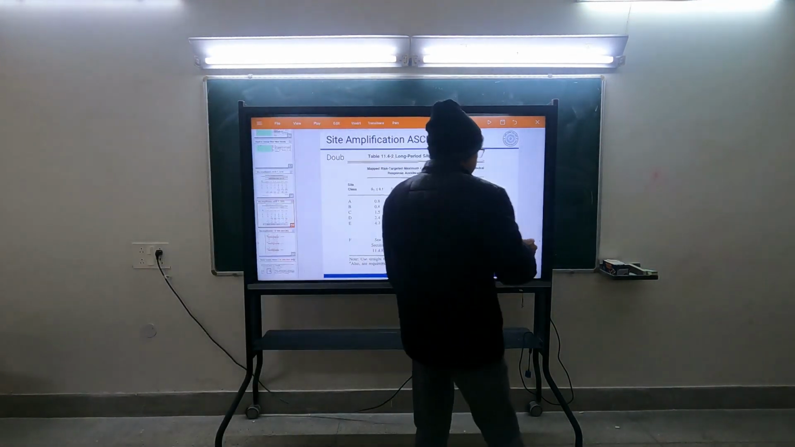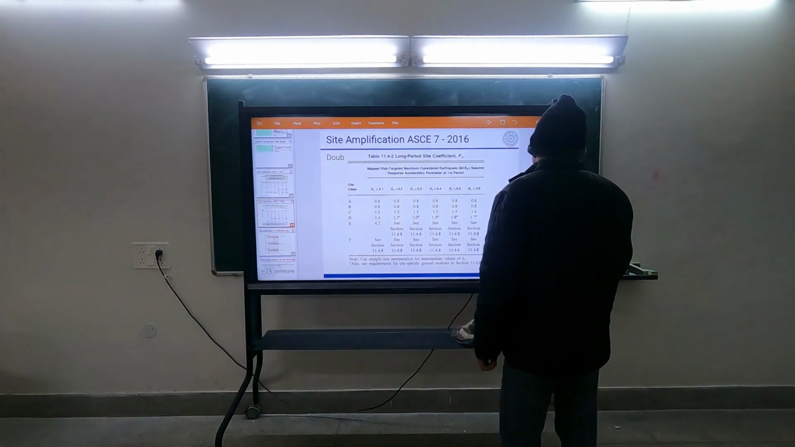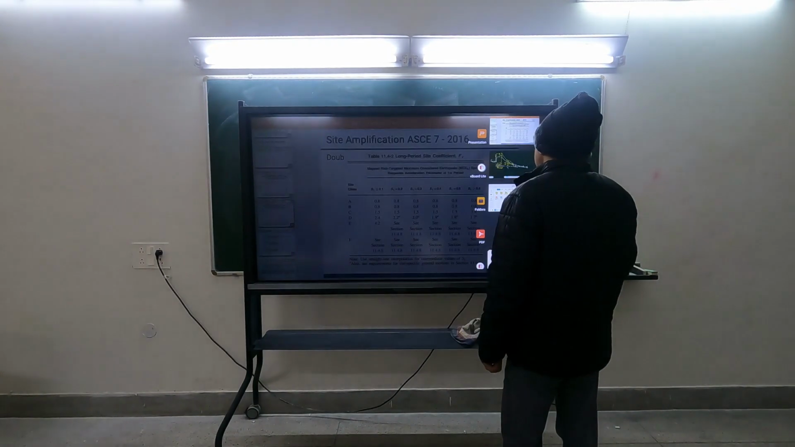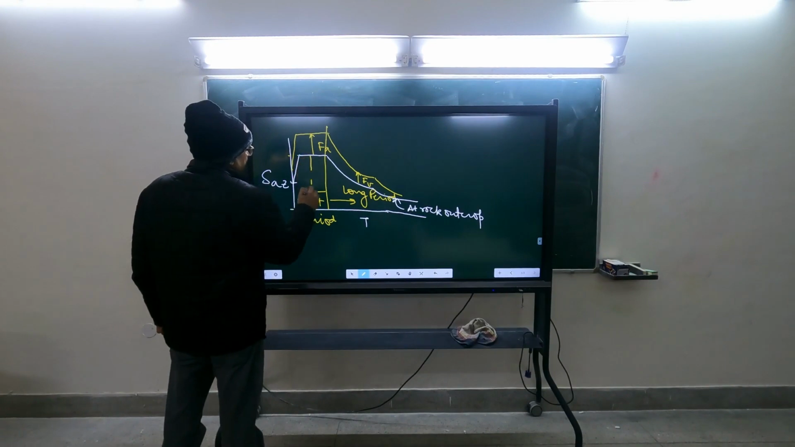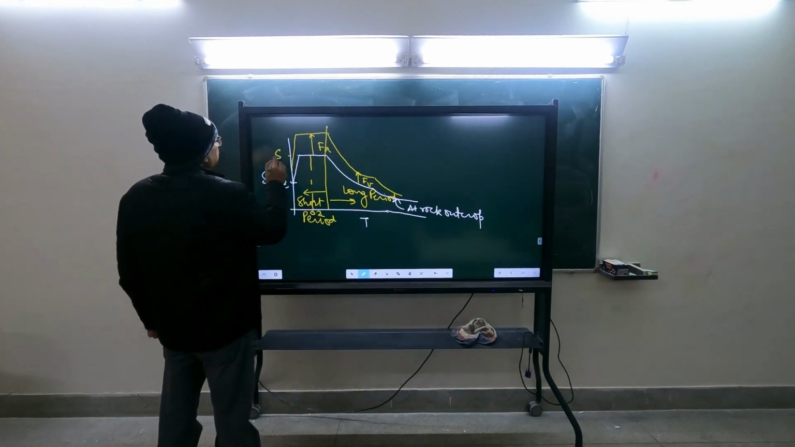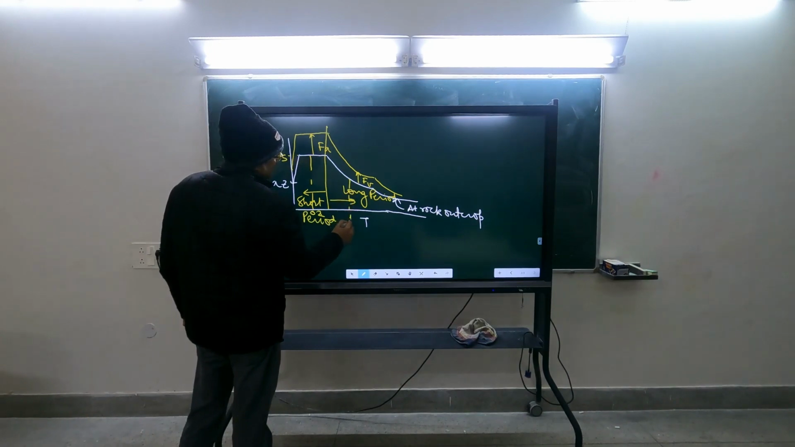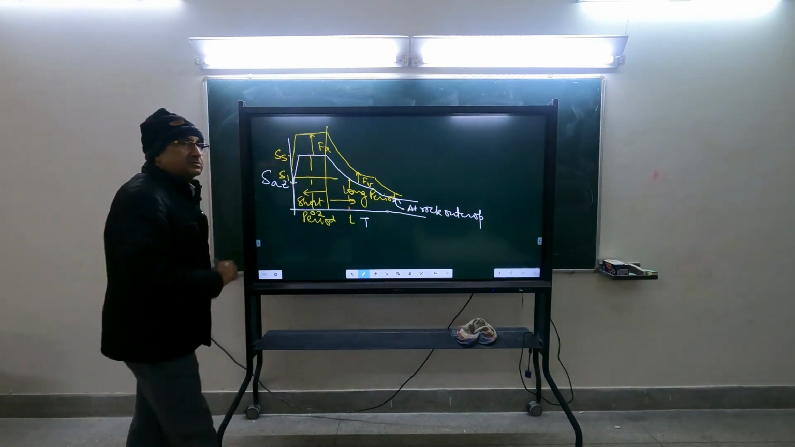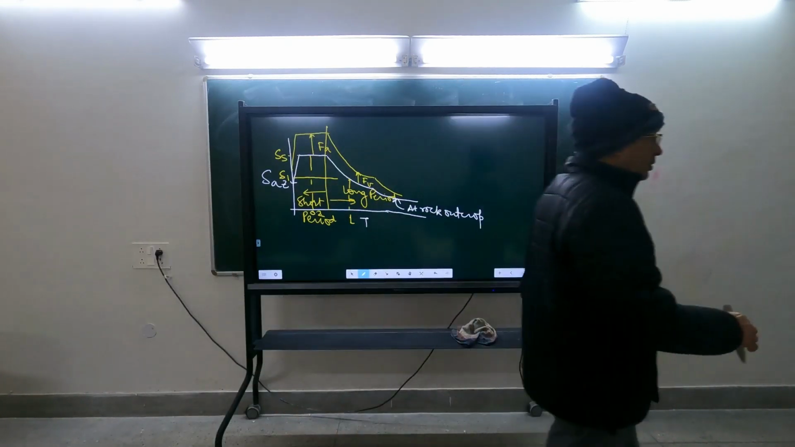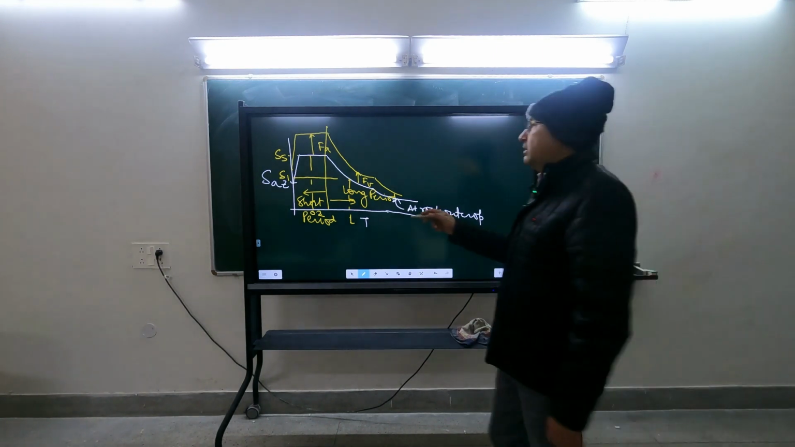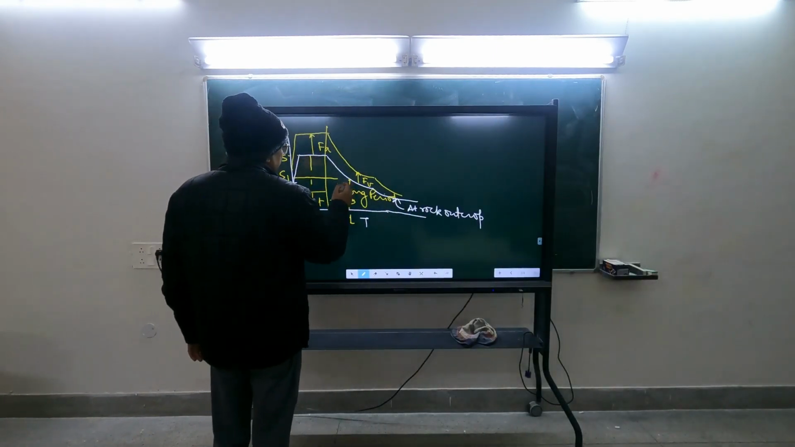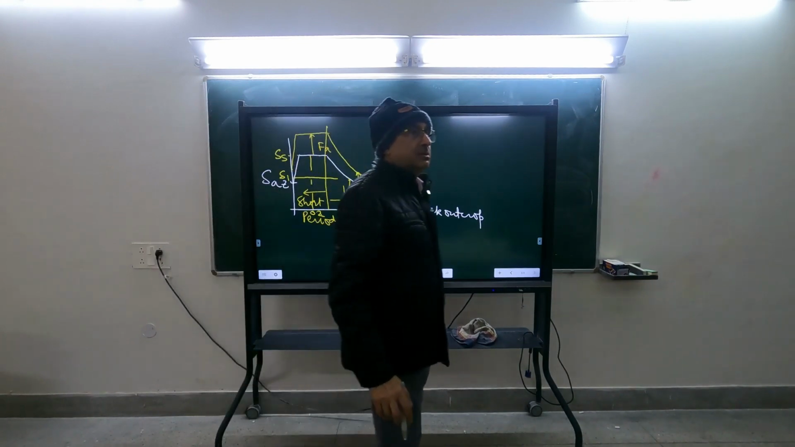What is this SS and S1? They don't use the value of Z, rather they use two ordinates. The value corresponding to 0.2 second they are calling SS, and corresponding to 1 second they are calling S1. In the American code, they do not have a zonation map, they have contour maps. Contour maps for SS and S1 are given, and once you know the value in this range and this range, you can plot the full response spectrum.